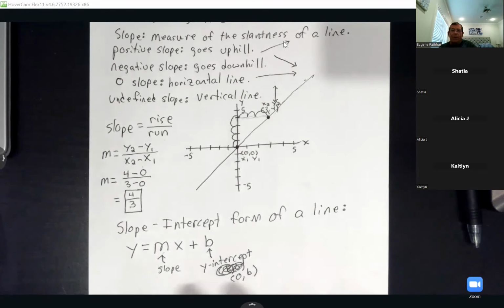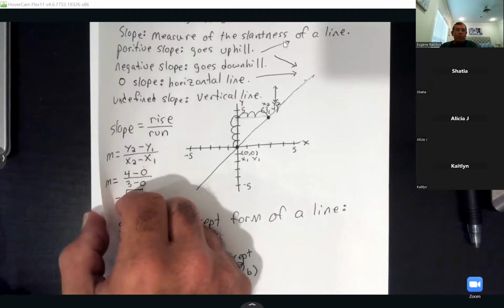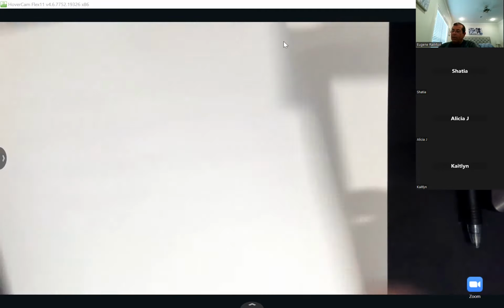So y'all, let's play with some of these. So we're going to go to problems on the homework, and they're going to start out with the slope intercept form. So let me share that page.